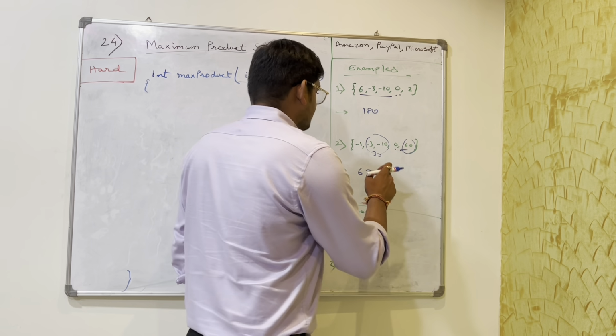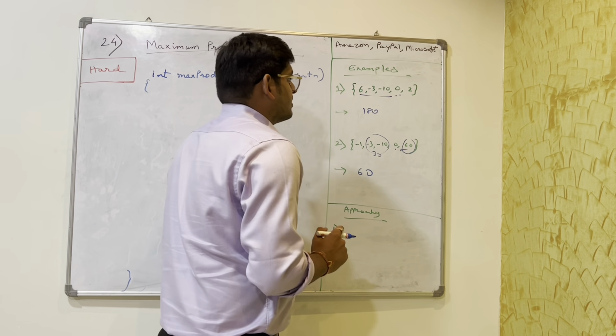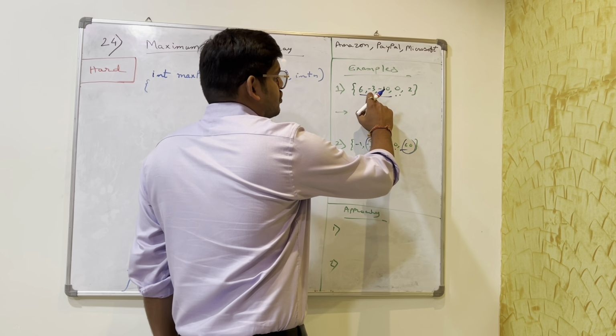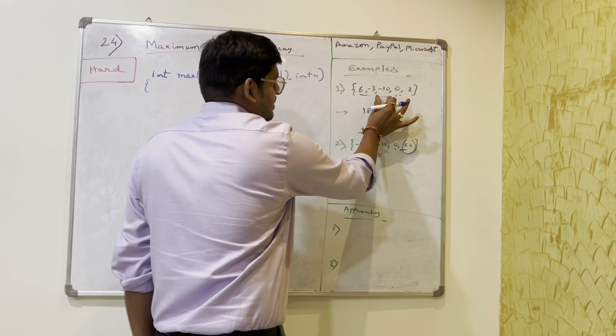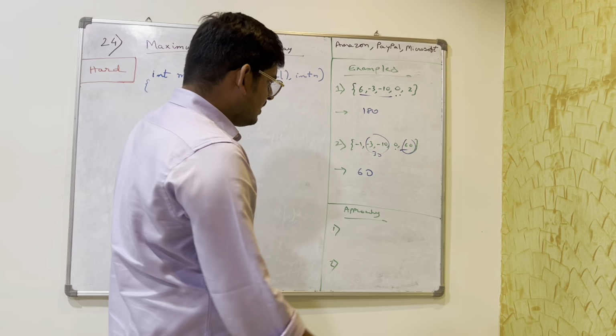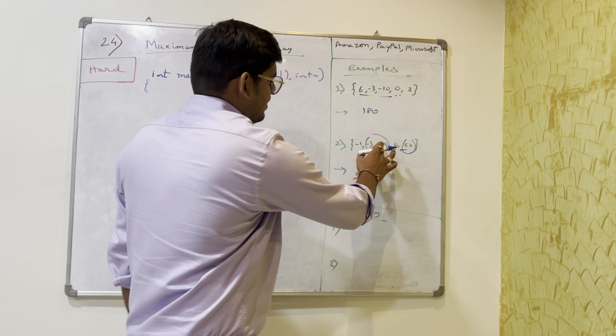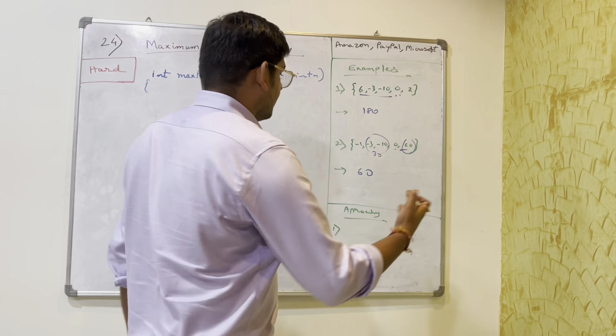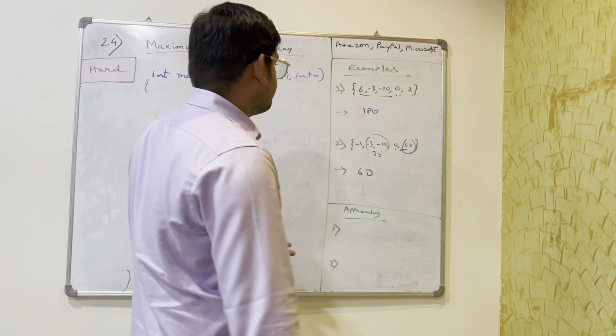What is the third observation? If the numbers are negative, here we have multiplied these two numbers and then it has become positive. Here in this case, we have multiplied -1, -3 is 3, but when we come to -10, it becomes negative. So these are a few observations.